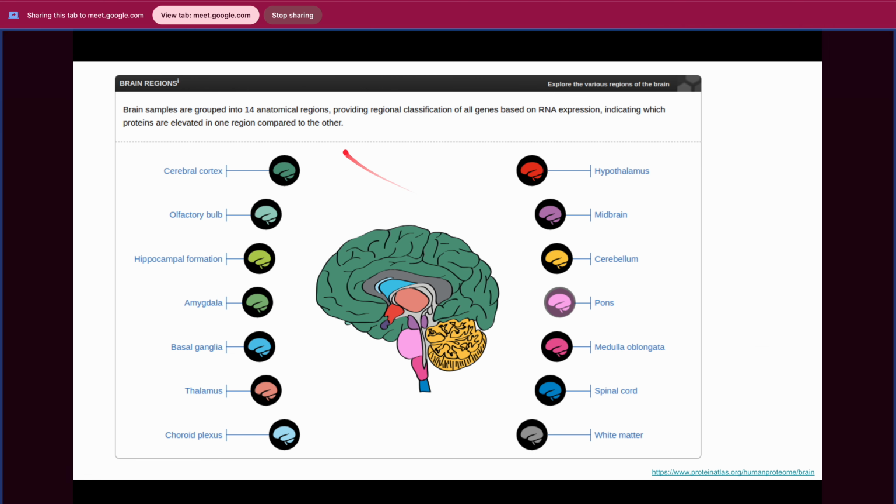Now let's see what these 14 anatomical regions are. They are cerebral cortex, hypothalamus. Similarly, these are the 14 different regions of the brain. And if you want to specifically focus on any particular region, you can simply click on that particular link. If you keep your cursor on these names, it will tell you how many genes are expressed. And if you click on it, it will take you to another window, which will tell you the list of the genes which are expressed in this particular region of the brain.